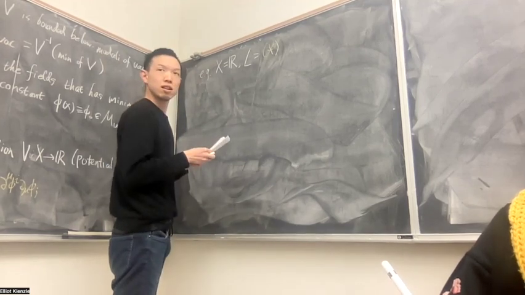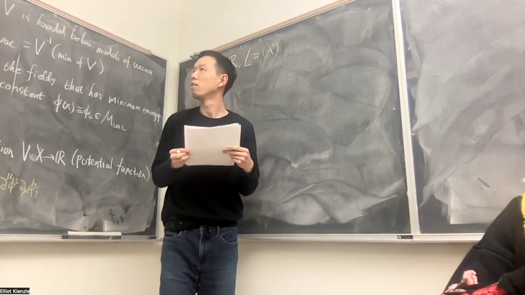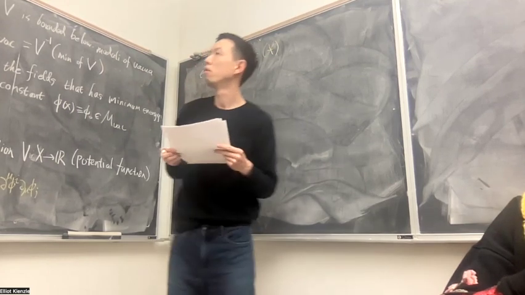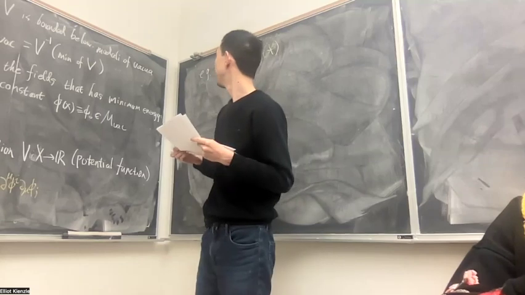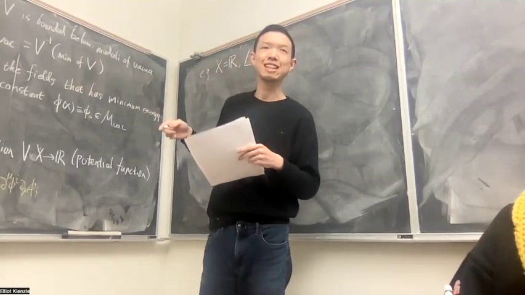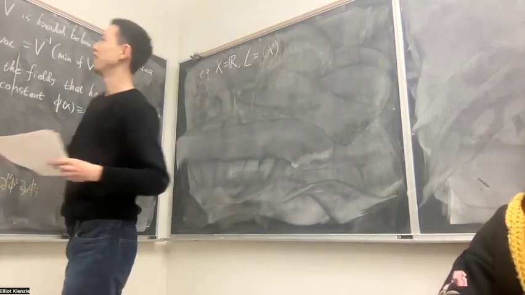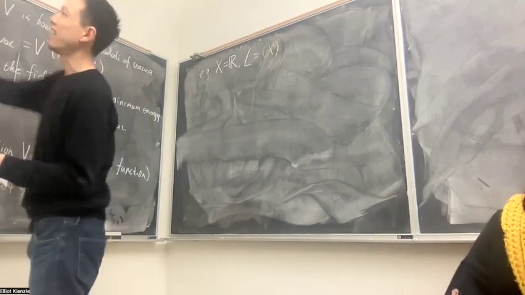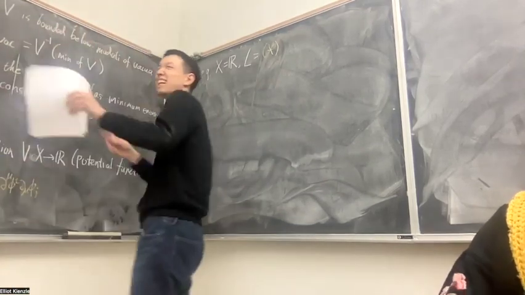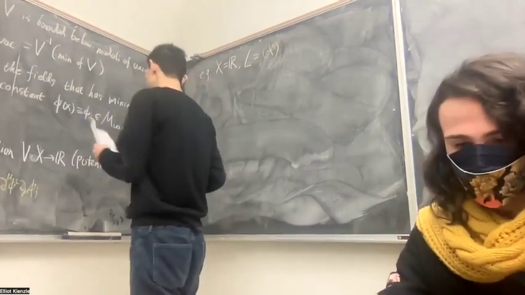Wait, so if X equals R, wouldn't it be the first Lagrangian you wrote down? The second one, for n equals 1. Yeah. Oh, yeah, that's correct, exactly. Sorry, I didn't mean to say it that way in the very first. Thank you.